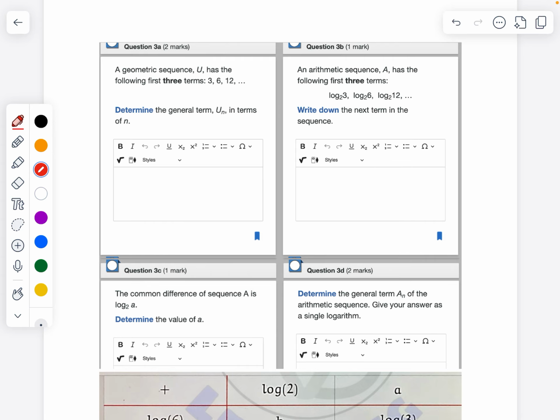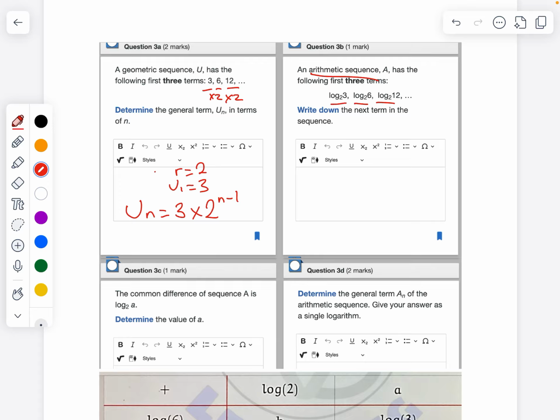Right, next question, we have, again, a geometric sequence. The first question is asking, can we determine the rule for 3, 6, and 12? Well, the common ratio here is 2, so times 2, times 2. You have the formula in the extended booklet. So that means r equals 2, and u1 in this question is 3.